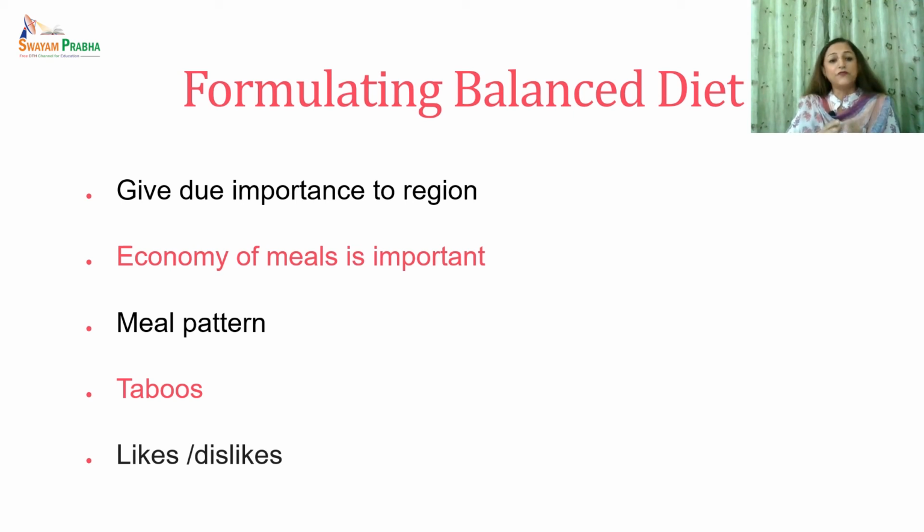Along with that, we need to see what the existing meal pattern is. See what the occupation of our family members is, or for that matter, if we are planning a diet for some other person, what his or her occupation is, how many meals that person takes, that means the number of meals. Some people take 2 times a day, some take more, and some carry packed tiffins. So this will alter our formulation of the diet.